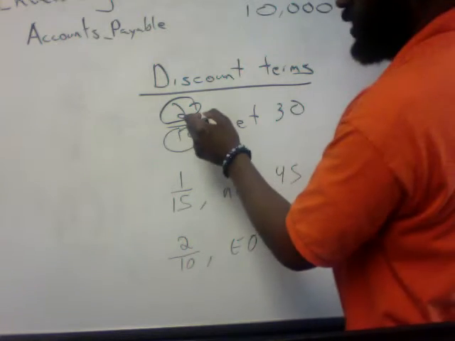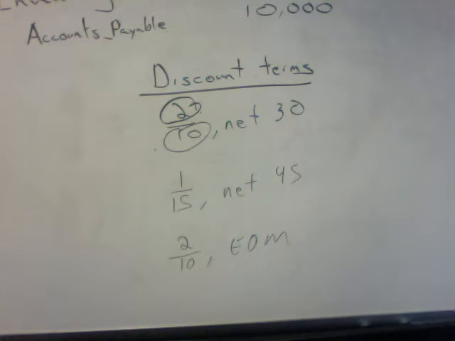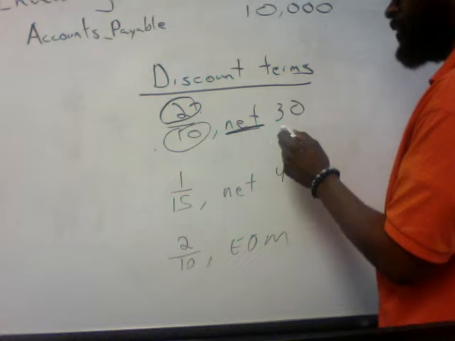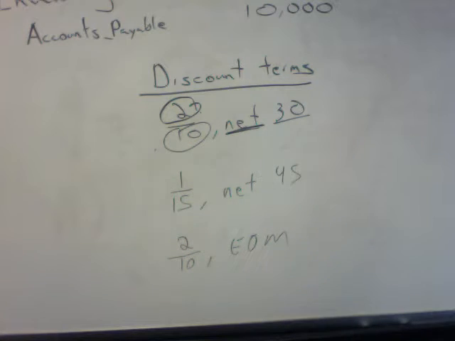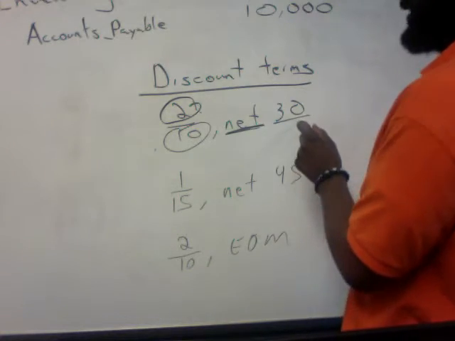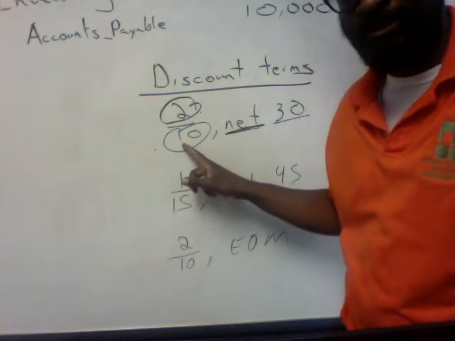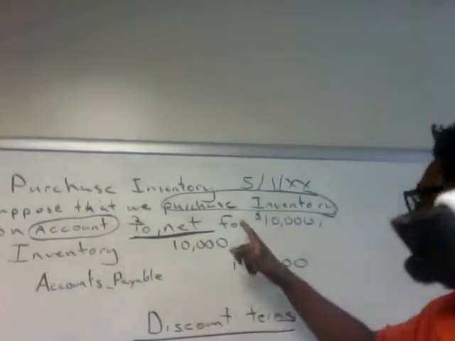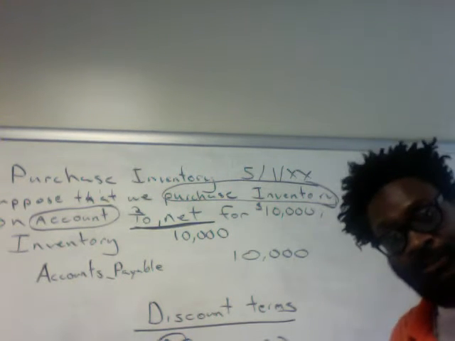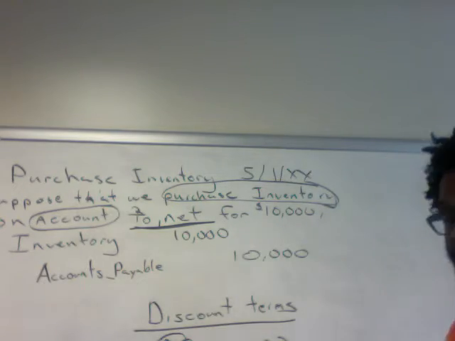2% discount on whatever you pay within 10 days of the sale. Or you have to pay the net amount, the entire amount within 30 days. So worst case scenario, you still have to pay everything in 30 days. But you could get a discount if you pay within 10 days of the sale, 2%. 10 days of the sale being the first, but if you could pay by the 11th, 10 days after the sale, then you can get a 2% discount.